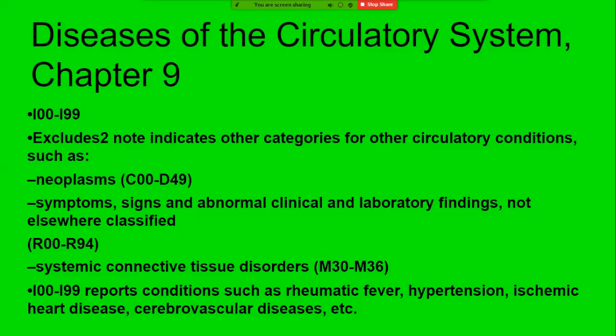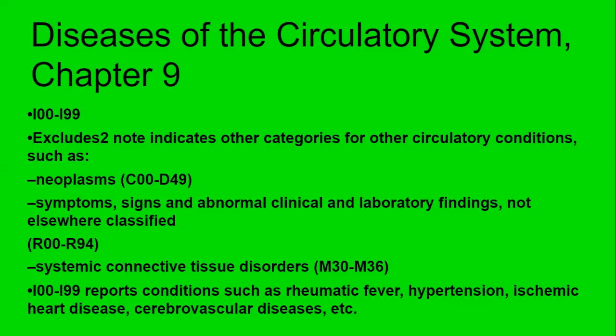Now let's go all the way to Chapter 9, which is the circulatory system. I00 through I99 excludes 2. The note indicates other categories for other circulatory conditions, such as neoplasms, symptoms, signs, and abnormal clinical and laboratory findings not elsewhere classified. R00 through R94 is systemic connective tissue disorder. Oh, I'm sorry, let's go back. Signs and symptoms of abnormal clinical and laboratory findings is R00 through R94.